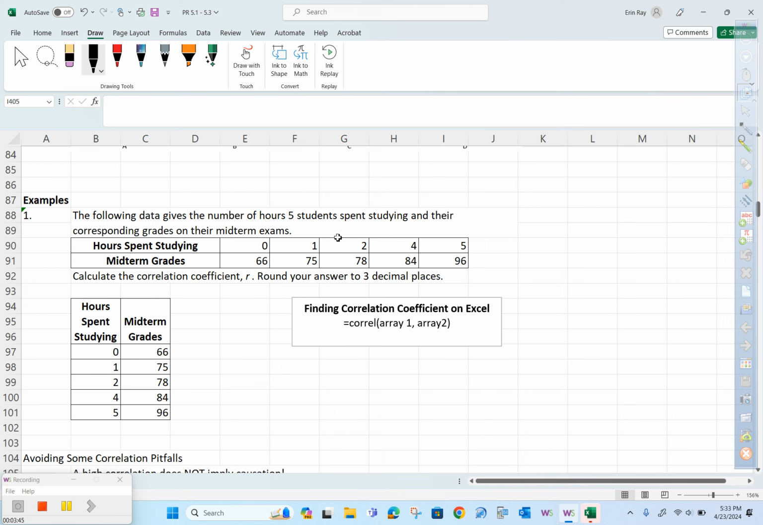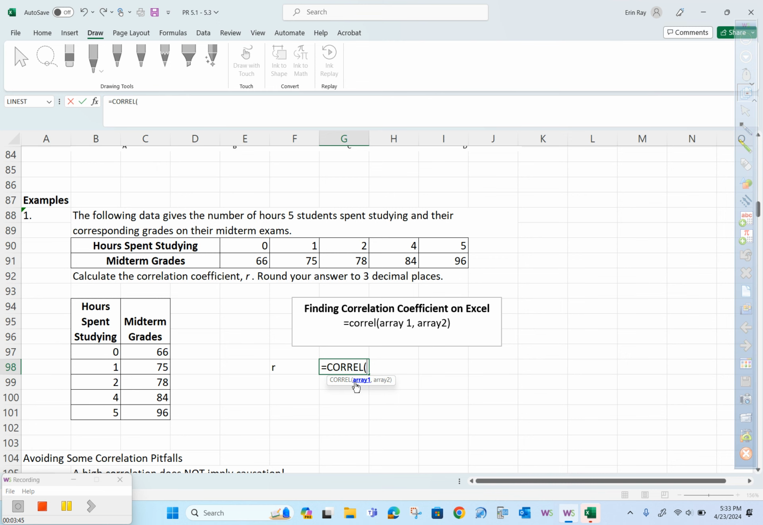We've got a table going left and right and a table in columns. You can do this with either. Okay, so what I want you to practice here is labeling. Correlation coefficient is the variable R. And over to the side, we're going to type correlation, and that first thing that pops up is it.